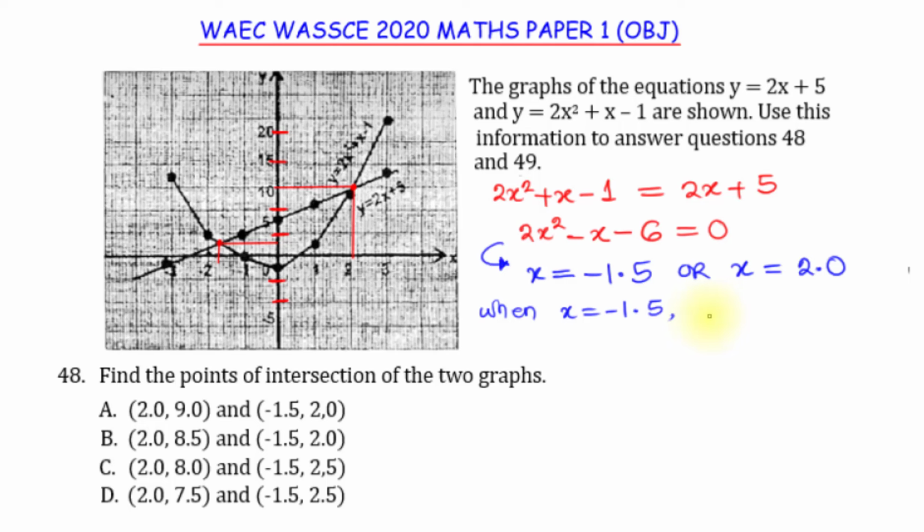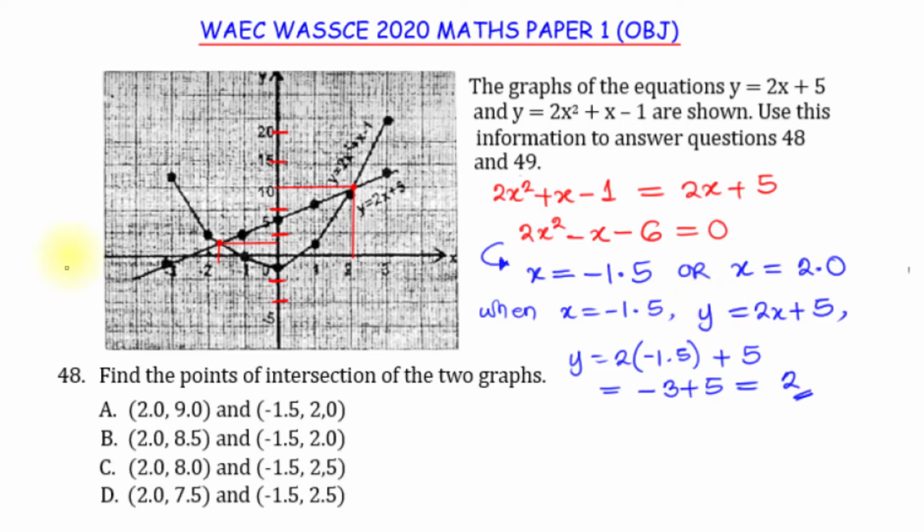If we want to use the equation y is equal to 2x plus 5, in that case, y will be 2 multiplied by x, that is 2 times minus 1.5, plus 5. 2 times minus 1.5 is minus 3, plus 5. Minus 3 plus 5 is equal to 2. So for that first case, when x is minus 1.5, y is equal to 2. Now, I used this particular equation just to get that.